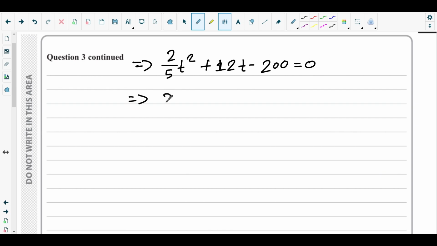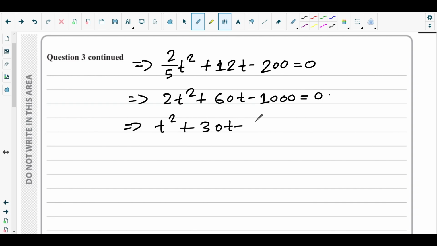Now multiply both sides by 5. So 2t squared plus 60t minus 1000 equals 0. Divide both sides by 2, you will get t squared plus 30t minus 500 equals 0. Fine. Now we need to find the value for t. Is there any possibility for using middle term factorization? 40 times 10 is 400. 50 times 10 is 500. But it's not possible, so let's go for the quadratic formula.